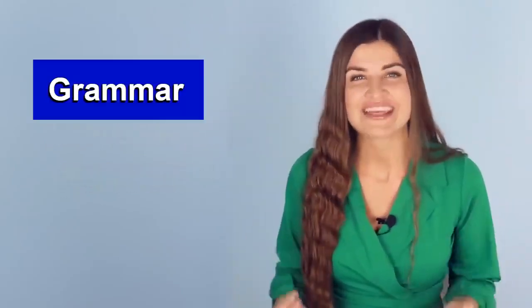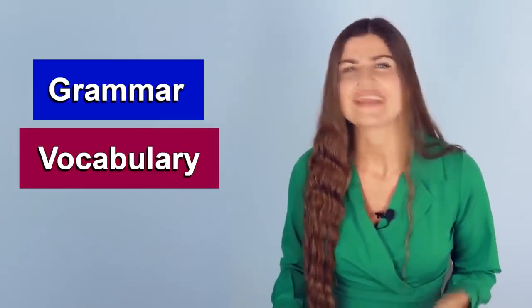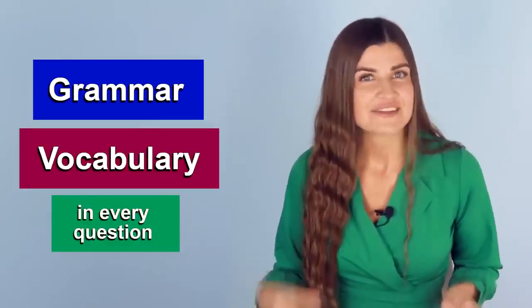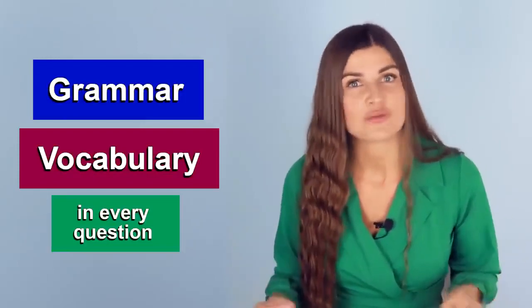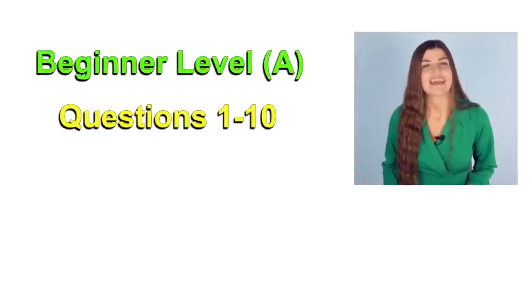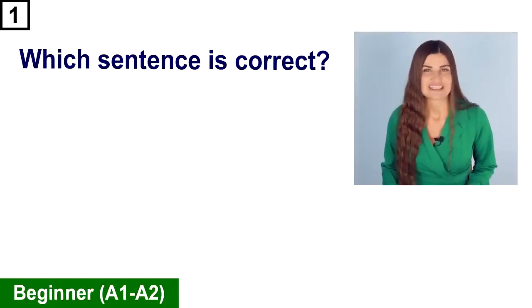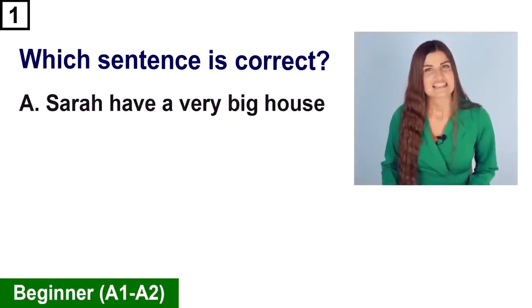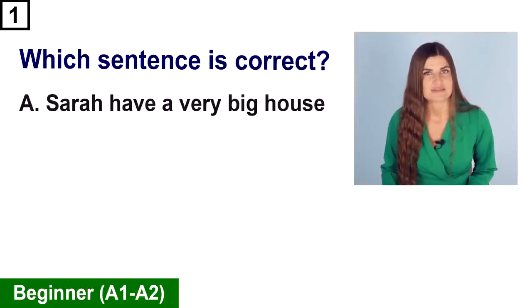Also, I'm gonna explain the grammar and vocabulary in every question so that you know why your answer was wrong, if it was. Now let's start the test. The first 5 questions are for the beginner level, the A level. Which sentence is correct? Sarah have a very big house.